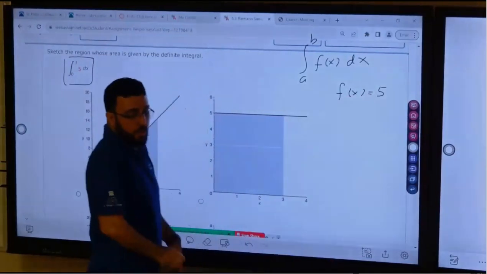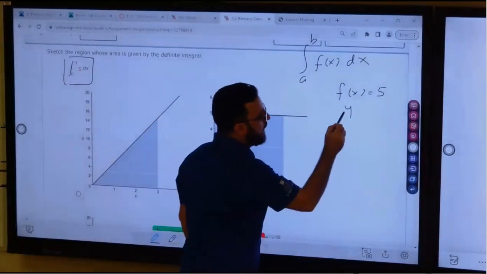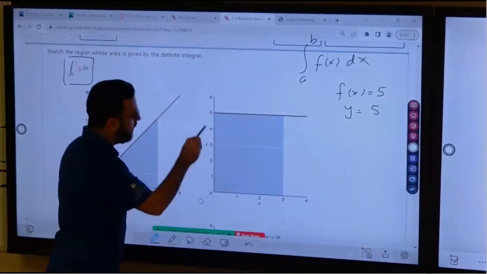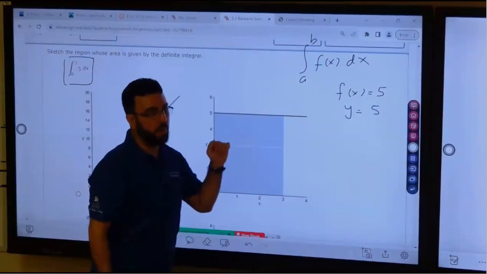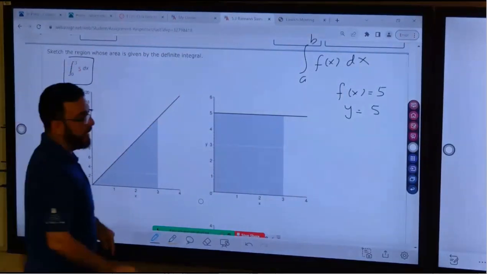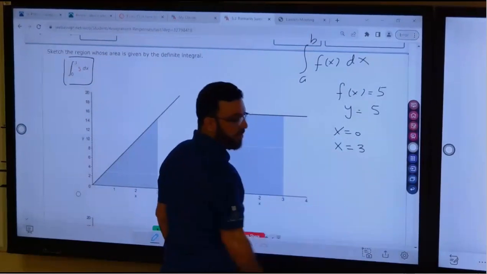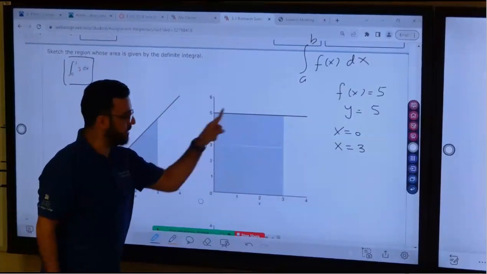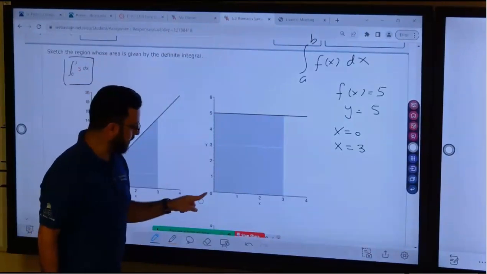5. It's a constant function. So f of x equals 5, that means y equals 5. So here is 0 and here is 5. So here is y equals 5, which is a constant line. Now, the integral from 0 to 3, that means x equals 0 and x equals 3. So here is our graph from 0 to 5 and from 0 to 3.